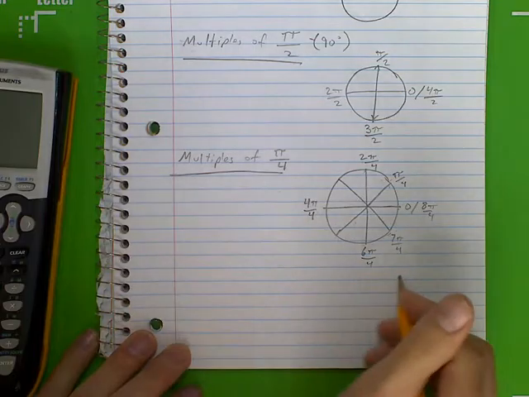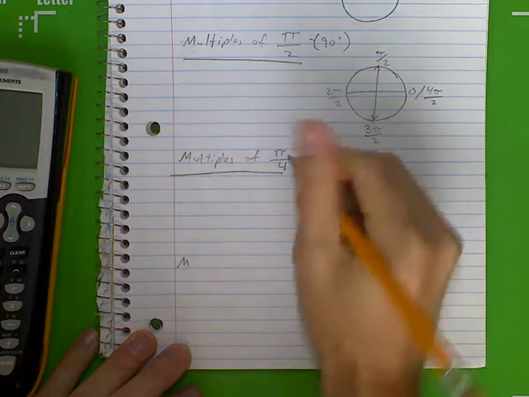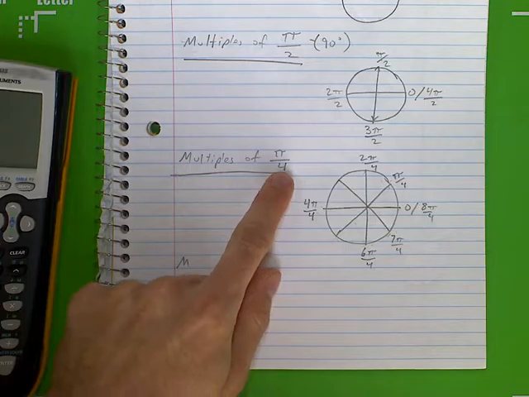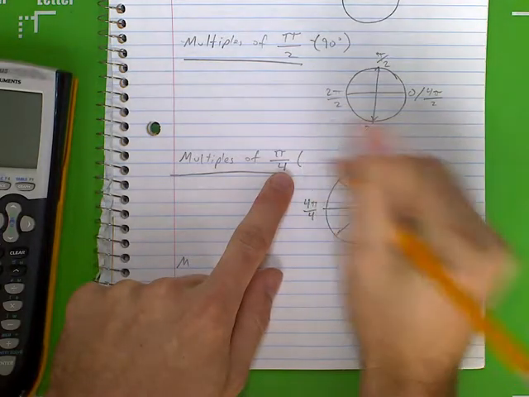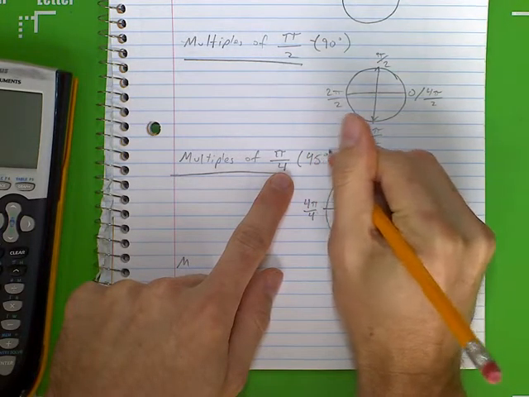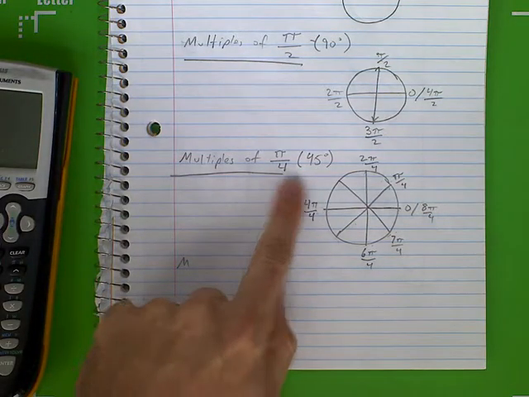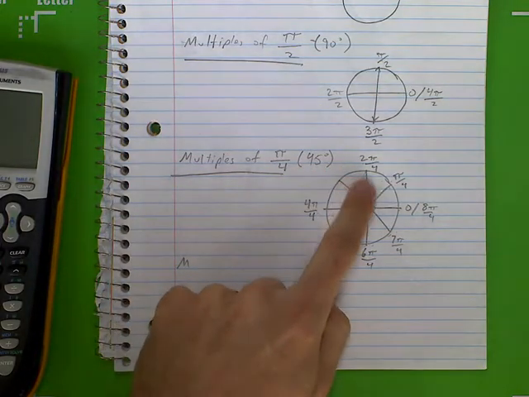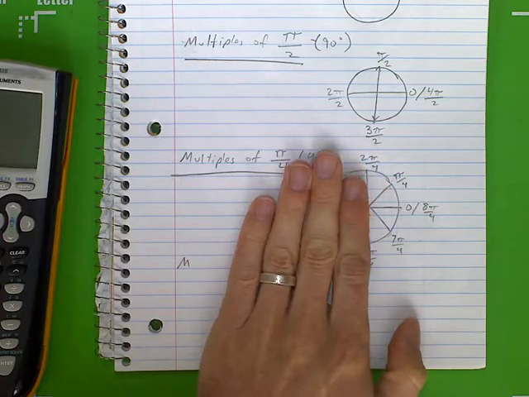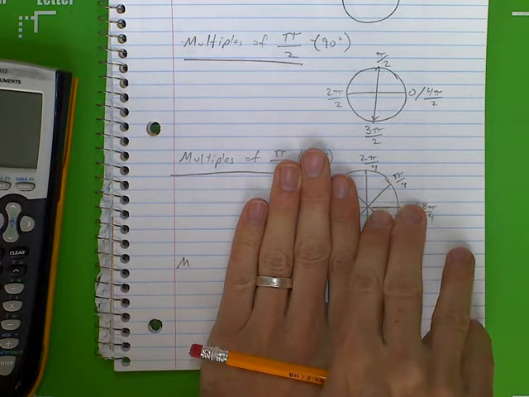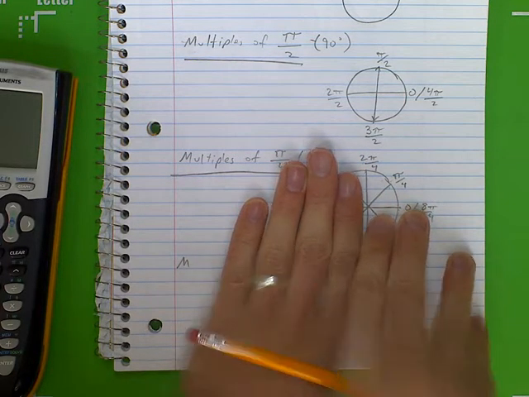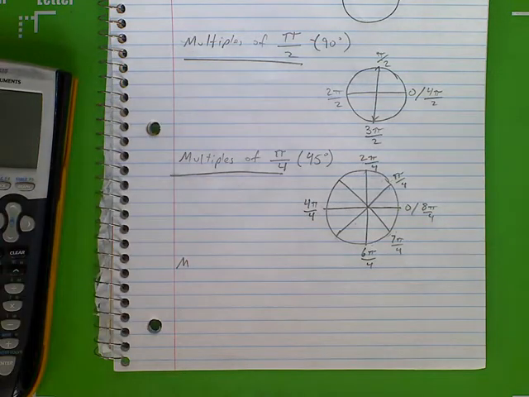We also have pi over 4. How many degrees is that? Maybe 45. Yeah, so it's half of this 90-degree angle, right? So it's half of 90, 45.